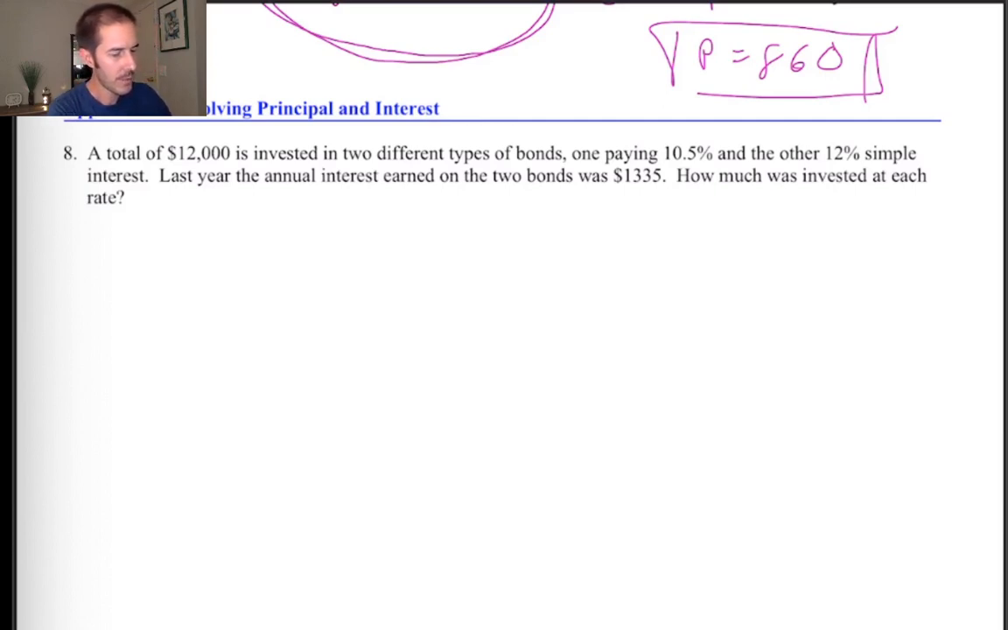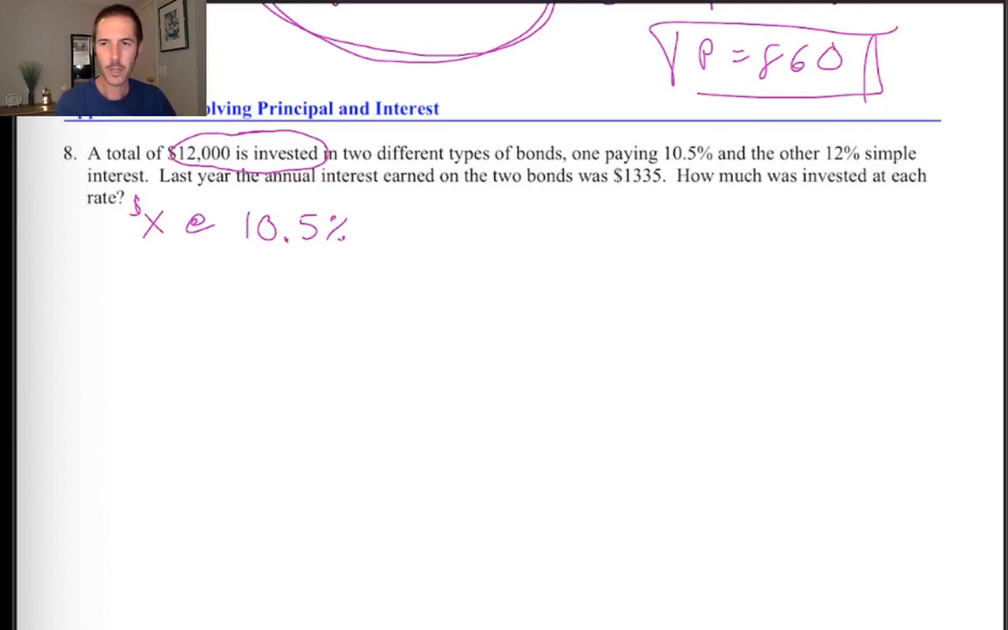If this were printed on a paper test, I would probably circle this $12,000 invested, and I'm going to write down a note that says I'm going to invest X dollars at 10.5% rate of return. That's nice. It's also unheard of right now.